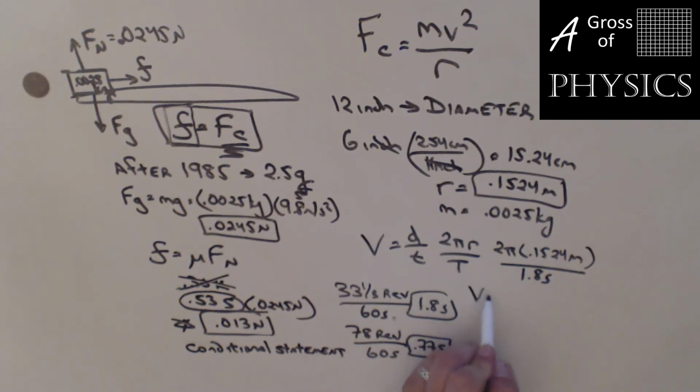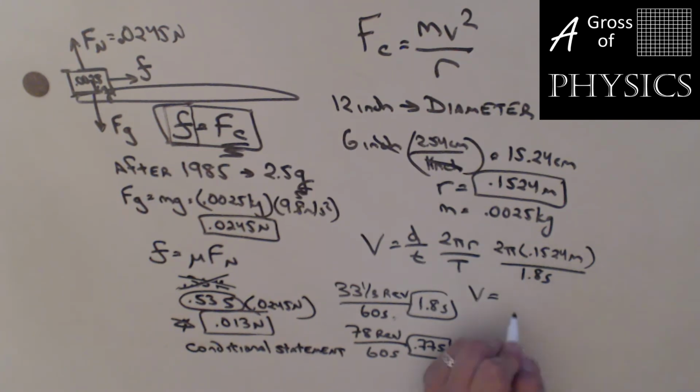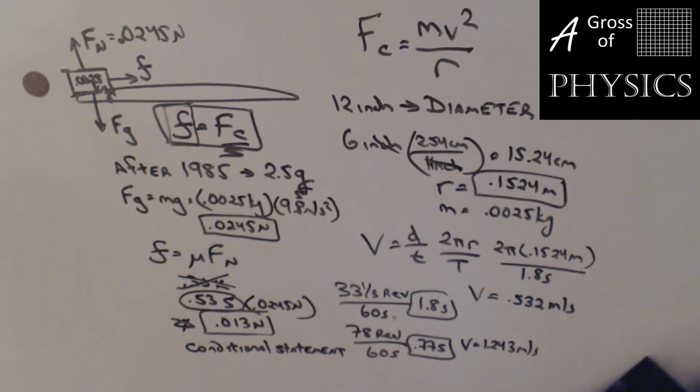Now, first of all, if I do the v here, I have 2 times 3.14 times 0.1524, all divided by 1.8, and I have 0.532 meters per second. And then if I have this one, it's 2 times 3.14 times 0.1524 divided by 0.77 seconds, and I have 1.243 meters per second.